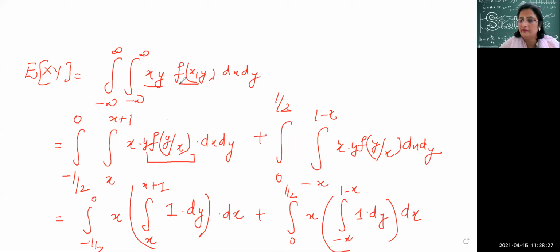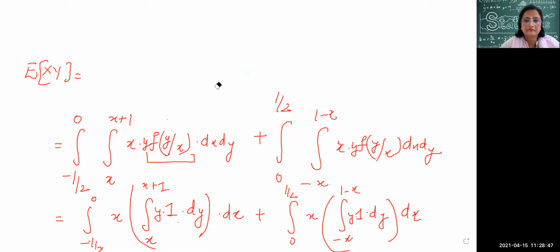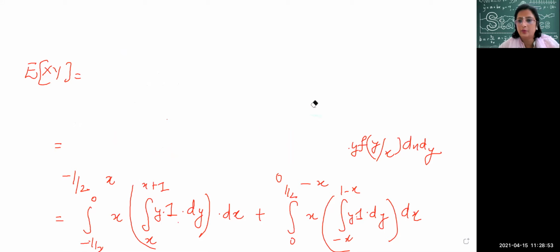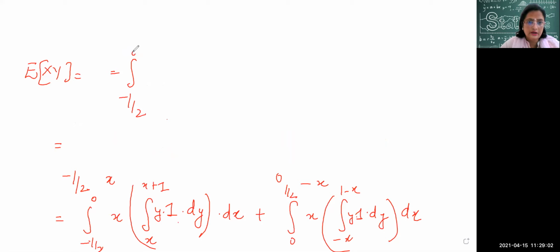I'm just putting the value of f of y by x, and it is given to be 1. So here you will have y into dy. Ultimately you have to integrate y. So let's integrate y. So when you will integrate y, what you will get? You will get y square by 2. So this is integration -1 to 0 of x into y square by 2, the limits are from x to x plus 1, into dx.